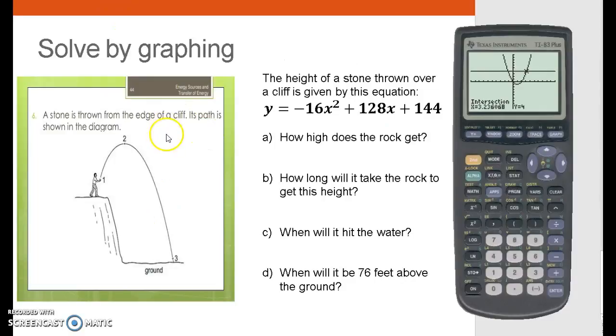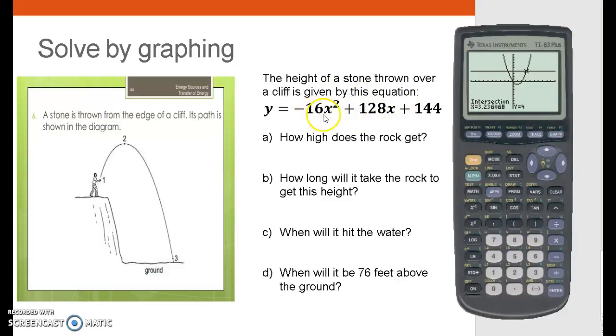So as we look at this last question, there are several things that we want to do here. It says a stone is thrown from the edge of a cliff and its path is shown in the diagram. So we throw the stone up, it comes up to its highest point here, and then falls down to the ground. And the height of the stone thrown over the cliff is given by this equation.